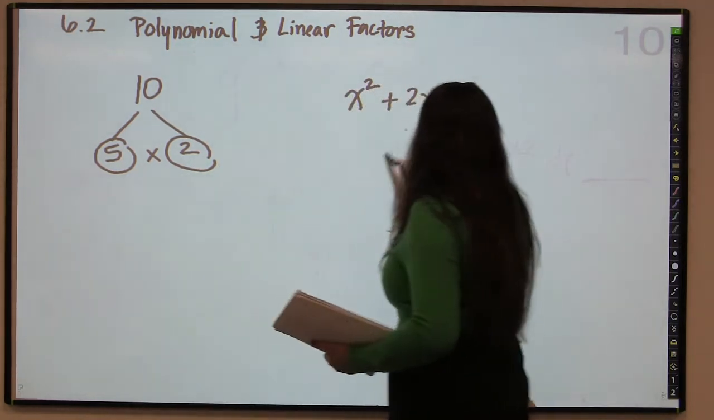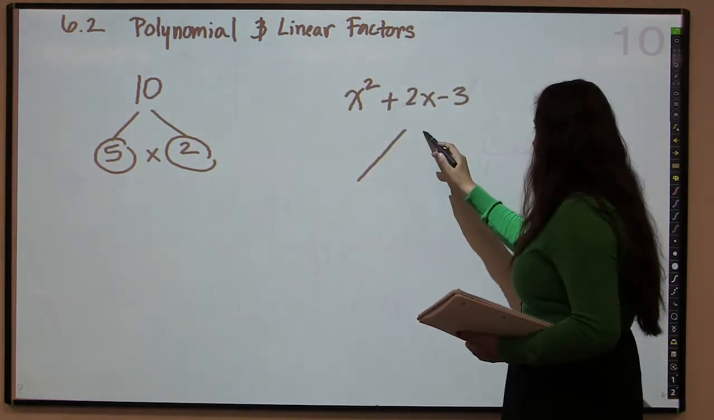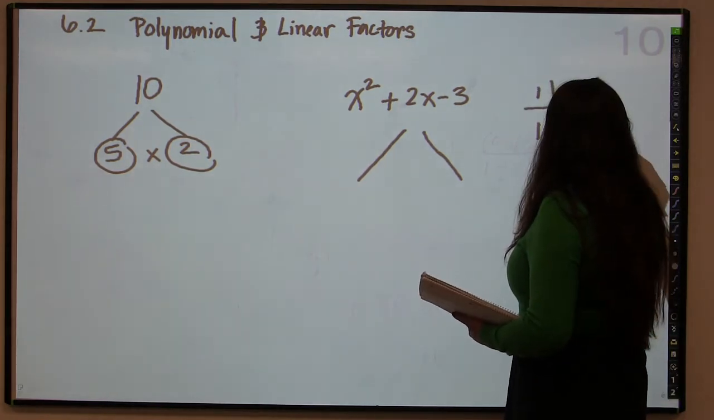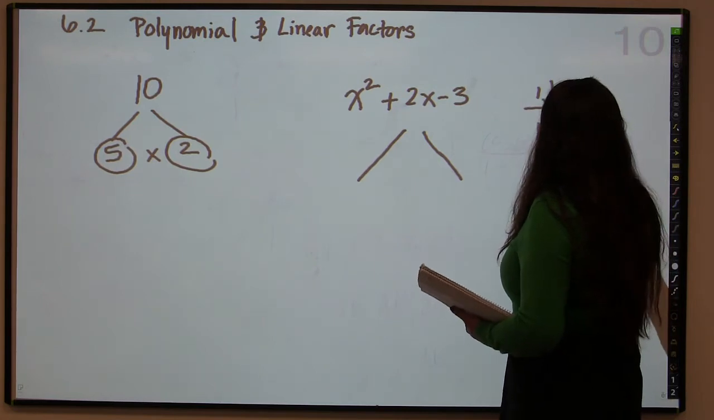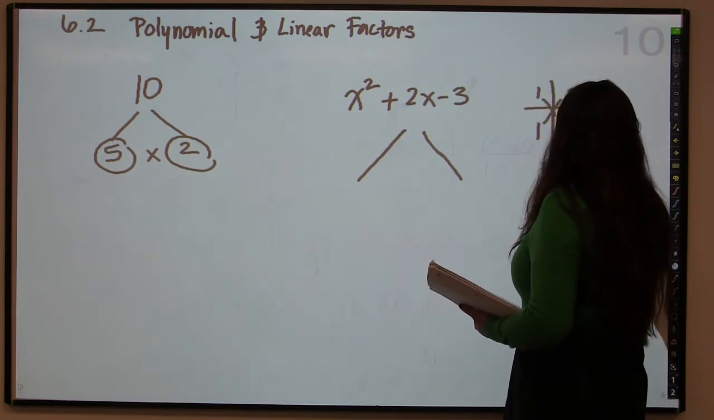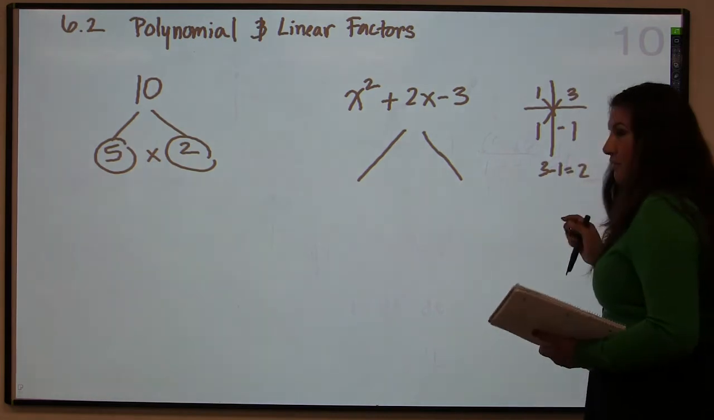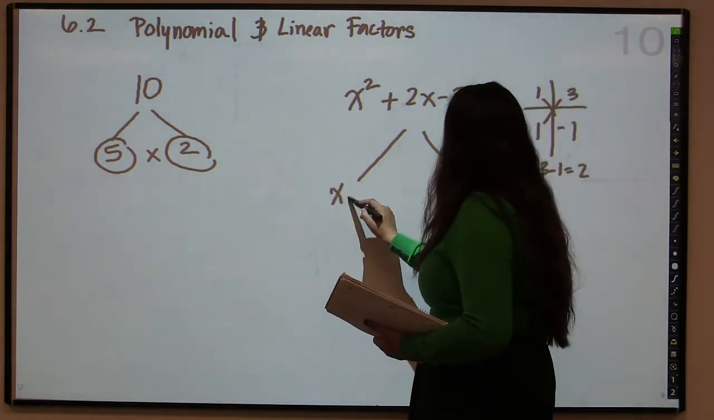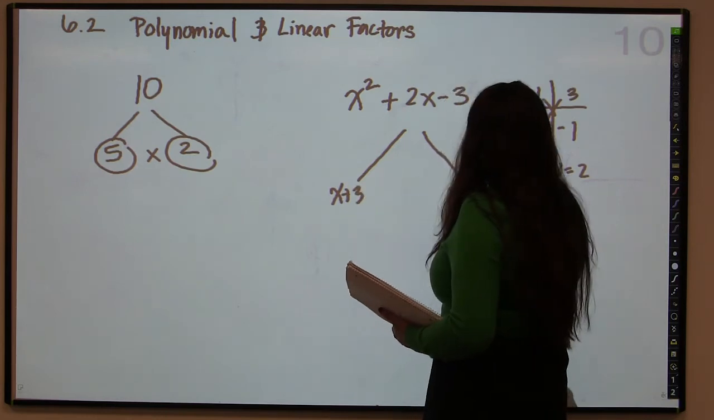In a similar fashion, we can have a polynomial like x squared plus 2x minus 3. And we can also factor that, and we've learned how to do that in previous lessons. So real quick here, I can make this 1, 1, 3 times 1, and 3 minus 1 equals 2. And this is our factoring technique that we've been using.